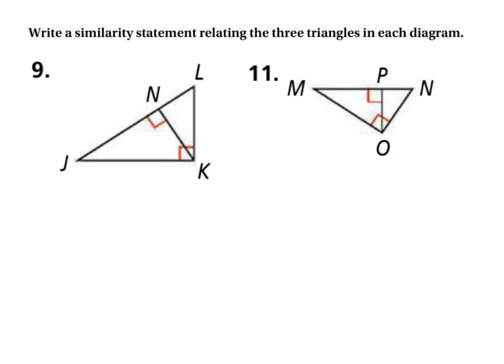All right, write a similarity statement relating the three triangles. And what I want to do is start by labeling the angles in the big triangle. So let me outline the big triangle here in dark blue. That's the big triangle, right? And what are the vertices of that? Well, we've got J, L, and K.